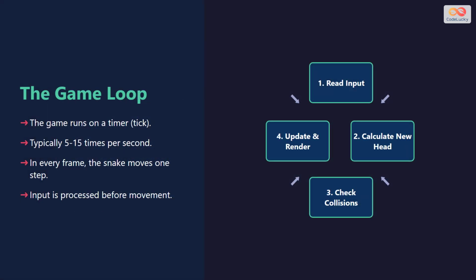The game runs on a heartbeat, often called a game loop or a tick. 5 to 15 times every second, the game updates. In each step, 4 things happen. We read the player's input, calculate where the head should go next, check if that move is valid, and then update the screen. This cycle creates the illusion of continuous gameplay.